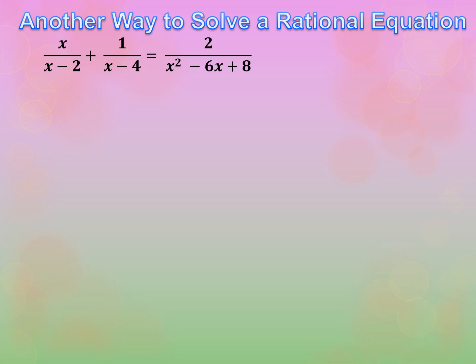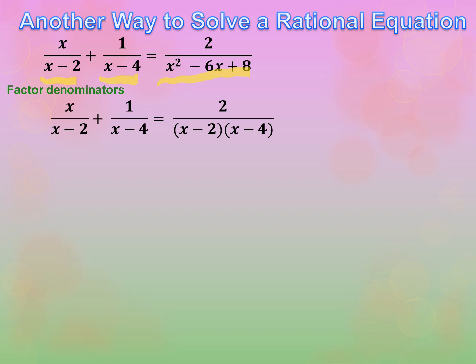Let's look at another way to solve a rational equation. In this method, we are going to get each term to be over the common denominator. So I need to look at my denominators. I see x minus 2, I see x minus 4. Neither one of those can be factored. However, I have a quadratic trinomial here, so I need to factor that denominator. When I do, that denominator factors into (x minus 2) times (x minus 4). So looking at this, I'm like, well, x minus 2, going to need that.